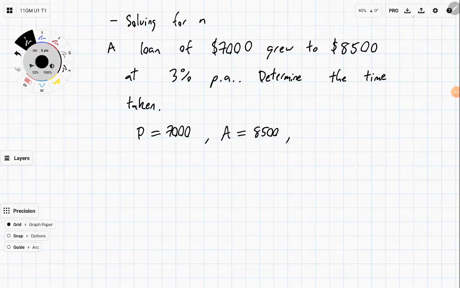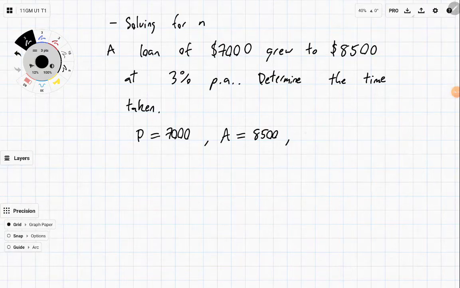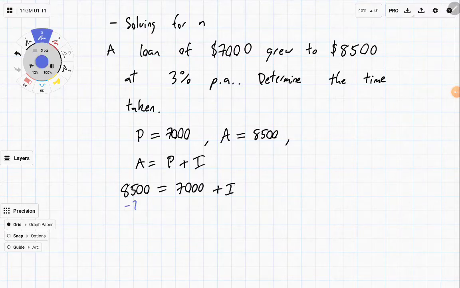Alrighty, so let's work out what I is equal to, first of all. Because in order to use the I equals PIN formula, we need to know the interest, capital I. So A is equal to P plus I, and we know that 8,500 is equal to 7,000 plus I. Subtract 7,000 from both sides, and we are left with 1,500 is equal to capital I. So we figured out what I is.